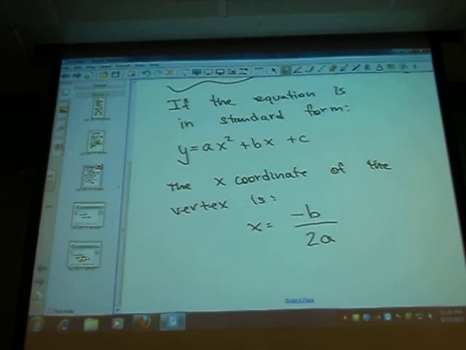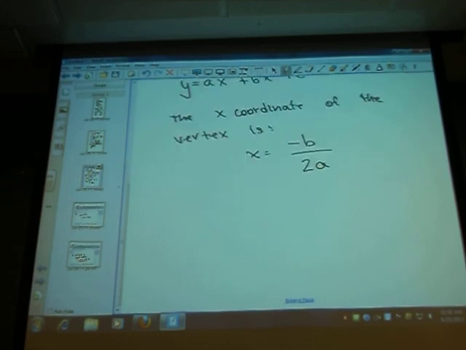This is the vertex coordinate, right? This is the vertex when it's in standard form. That's the x coordinate of the vertex. Now once you get your x coordinate, what do you do to find the y coordinate? You fill it in.